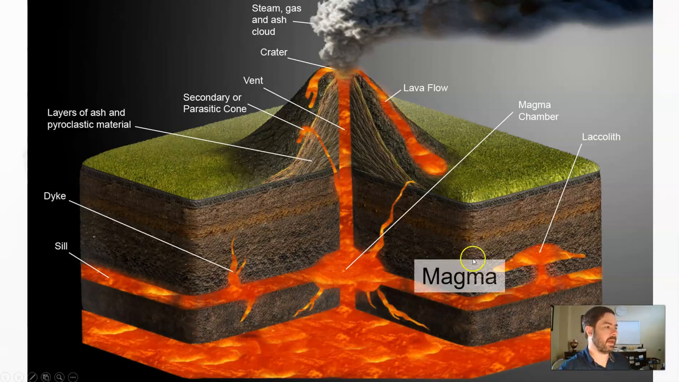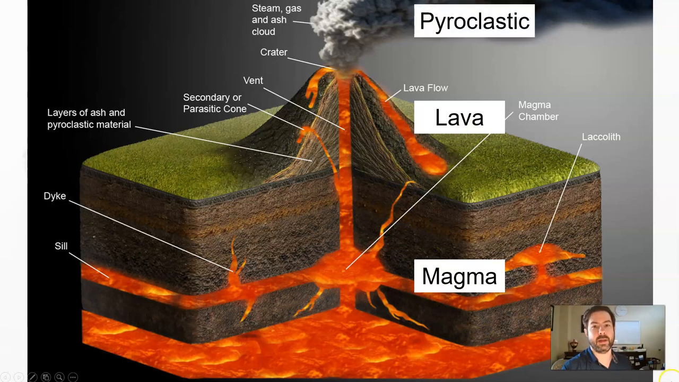Again, magma is hot molten rock, hot liquid rock below ground. Lava is that very same stuff as soon as it gets to the surface. Two different names for the same thing, depending on where it's at. So magma below ground, lava above ground, and pyroclastic material is any stuff that gets exploded out, ash or any number of rock materials exploded out of a volcano.